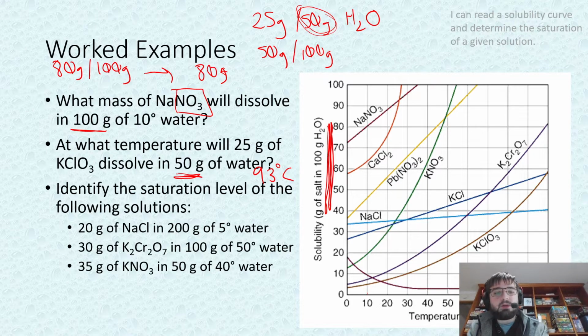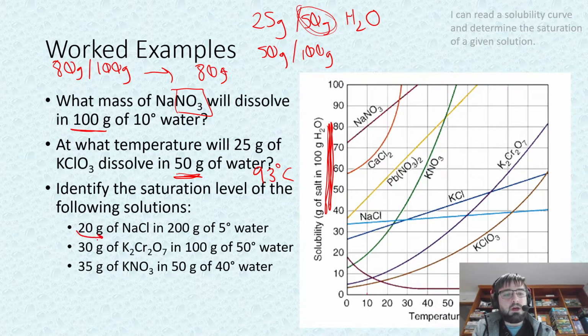So we've got 20 grams of sodium chloride in 200 grams of 5-degree water. Let's make sure that this is in per 100 grams of water first. If there's 20 grams in 200 grams, we know there'd be 10 grams in 100 grams. So we're down here, in 5-degree water, so we're here, and we can compare that to our sodium chloride curve. We can see that it's much lower than that. So if it's lower than the curve, it's unsaturated.